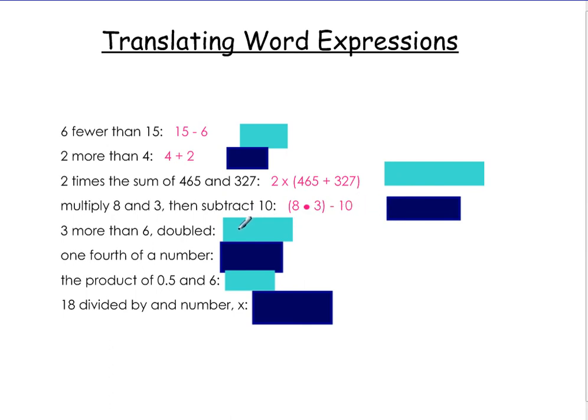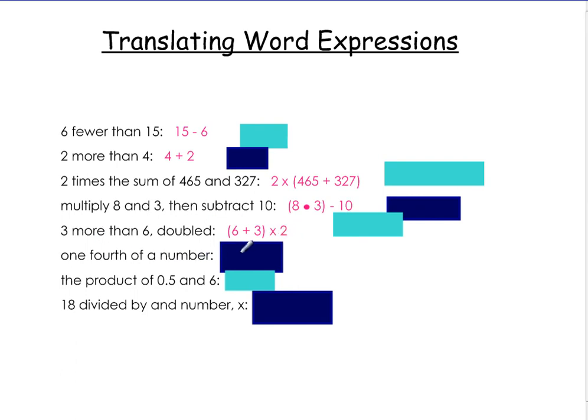3 more than 6 doubled. When we double something, that means we're going to multiply by 2. 3 more than 6 means we had to do 6 plus 3 because we're making 3 more than that 6. So we put parentheses around that, 6 plus 3, and then multiply by 2. Remember, we have to have those parentheses. If we don't, then 3 times 2 would go first because of order of operations. Then you would end up with the incorrect answer.